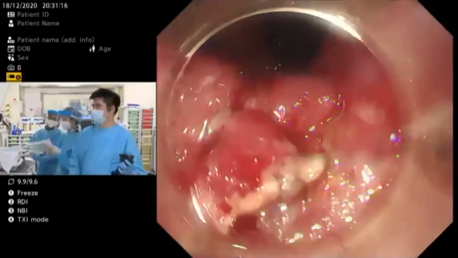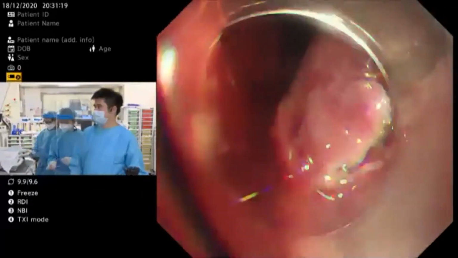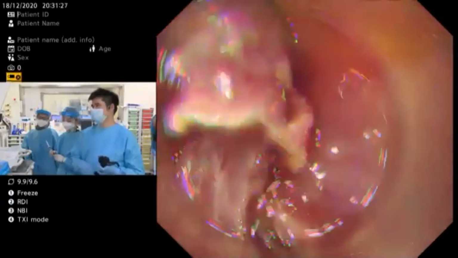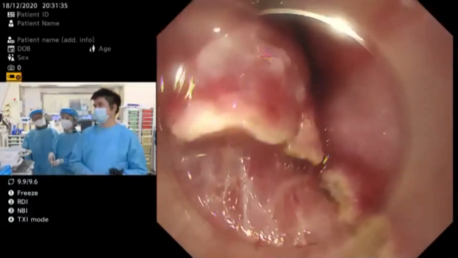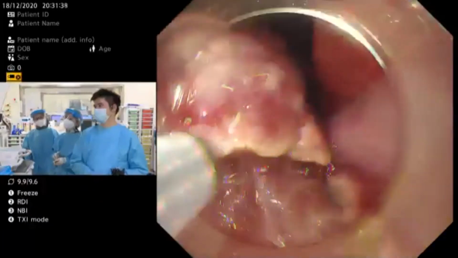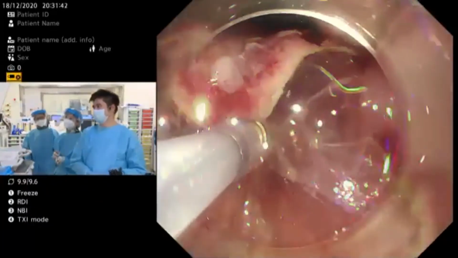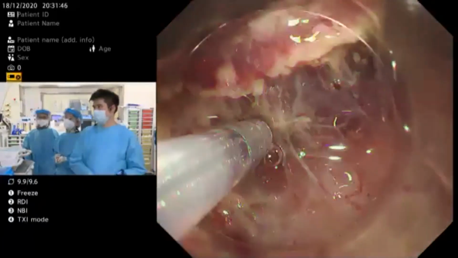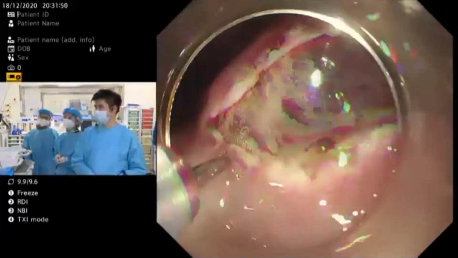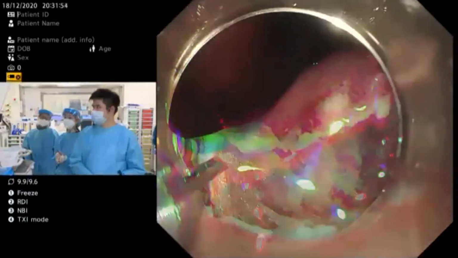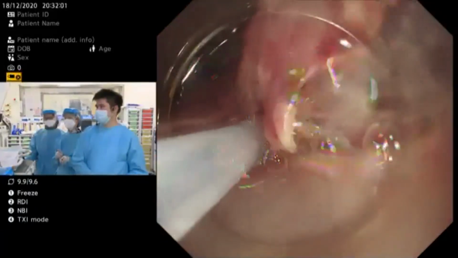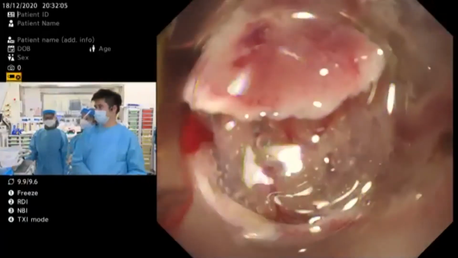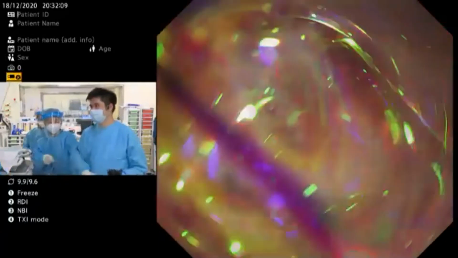So I feel that this side, the injection is still a little bit suboptimal, so I'll inject a bit more. Okay, so you can see the elevation better now. Okay, stop. Okay, we change back to the knife. So I think we need to tackle this vessel.